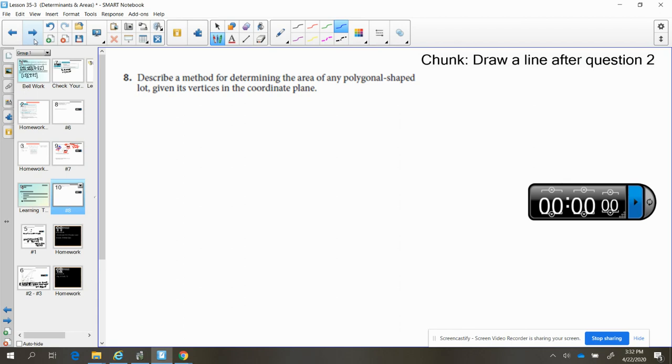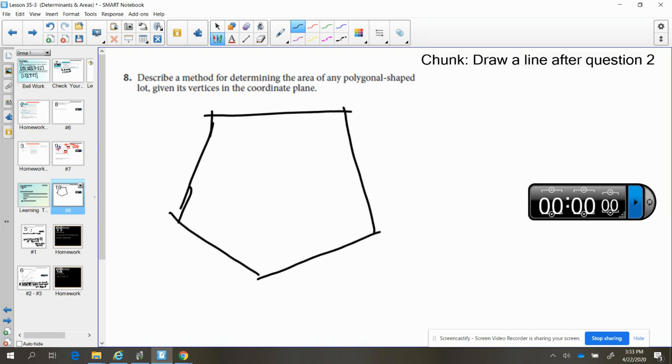Now, last but not least, number 8, okay? What we need to do here is if we are trying to find any shaped polygon, how can we use it to help us determine the total area for a plot of land. So let's say we have, for instance, a pentagon. Let's just draw this pentagon here. Well, especially if one of your vertices is at 0, 0. So for instance, let's say this one's at 0, 0.